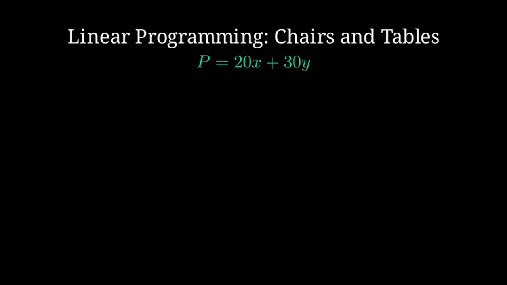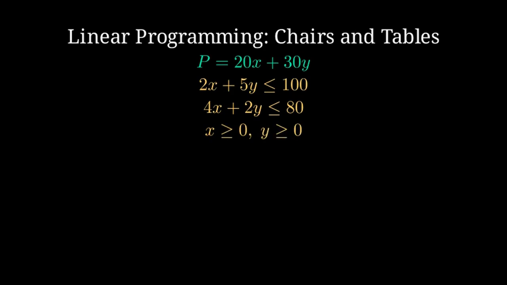Now, we write the constraints. Wood: 2x + 5y ≤ 100. Labor: 4x + 2y ≤ 80. And x and y must be at least 0.